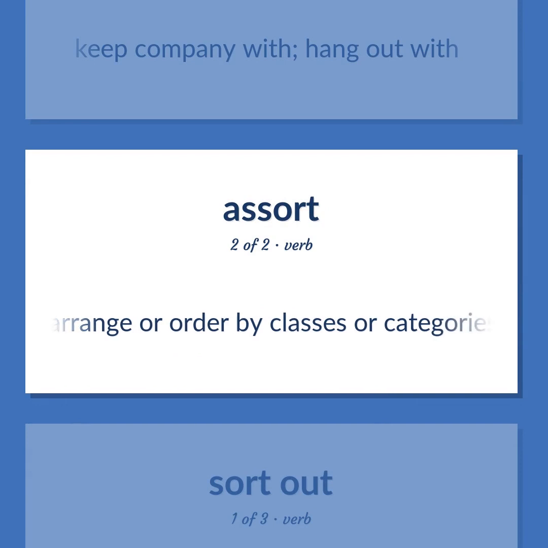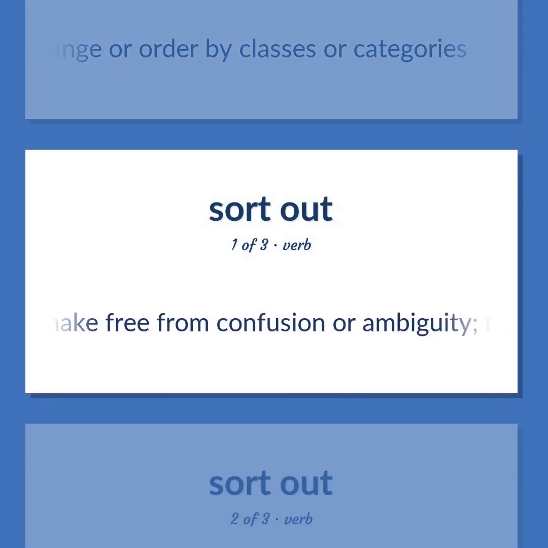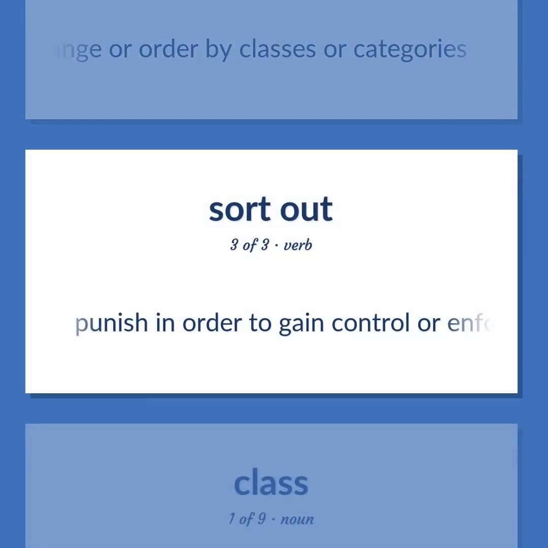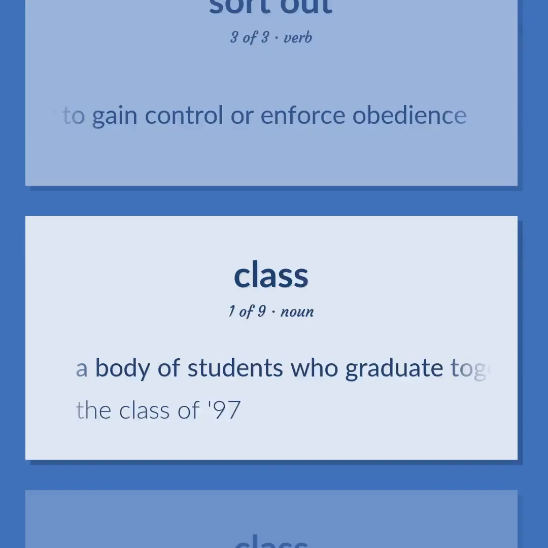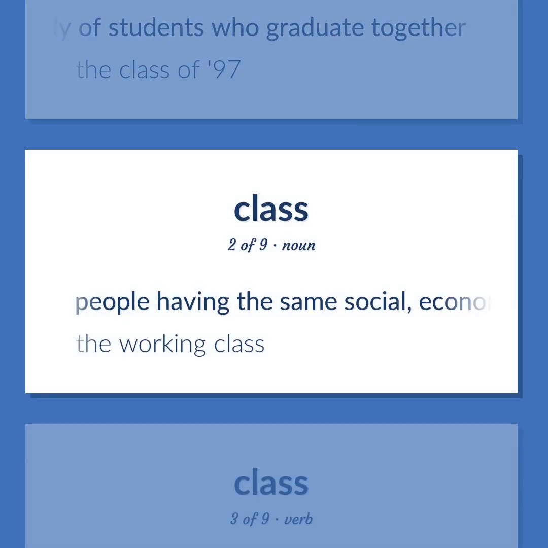Arrange or order by classes or categories. Make free from confusion or ambiguity. Make clear. Arrange or order by classes or categories. Punish in order to gain control or enforce obedience. A body of students who graduate together. The class of 97. People having the same social, economic, or educational status. The working class.